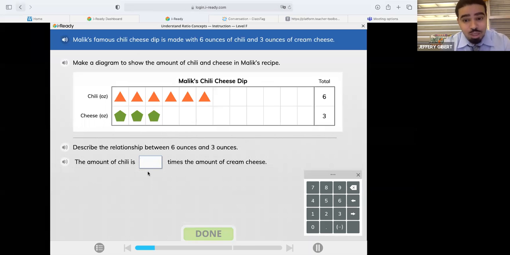The amount of chili is blank times the amount of cheese. So there's 6 ounces of chili, 3 ounces of cheese. So how many times bigger is the chili than the cheese? 18. Well, 6 times 3 is 18, but they're asking 3 times what is 6? Oh, 2. Yes, 2, because the amount of chili is 2 times the amount of cream cheese. Because if you have cheese 2 times, you get the amount of chili.